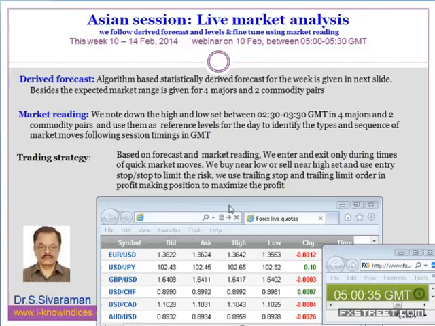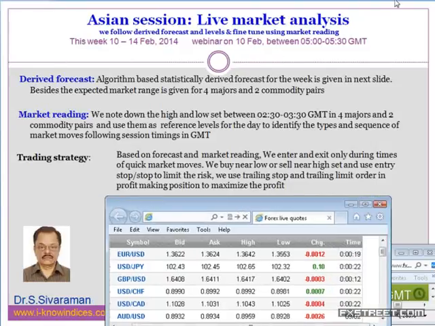So, I'll explain to you during this Asian session live market analysis the derived forecast for this particular week and also the levels at which the currencies could fluctuate or establish the low and the high during the day. Then also we will try to read the market reading technique, how exactly we can fine tune the forecast. So this week is from 10th to 14th of February and we are on 10th and around 5 GMT.